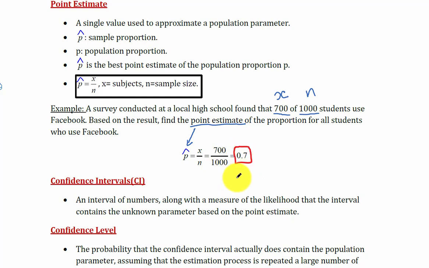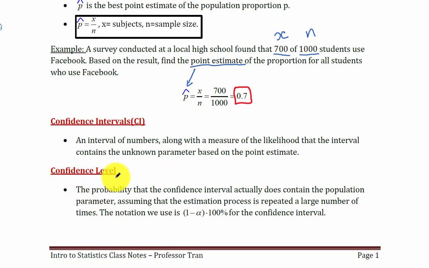So after we figure out the point estimate, we need to figure out the confidence interval, which is some lower limit up to a higher limit that tells us the likelihood that the interval contains the unknown parameter that we are looking for based on the point estimate. This gives you the low, the mean value, and the max value that contains the unknown parameter somewhere in between.